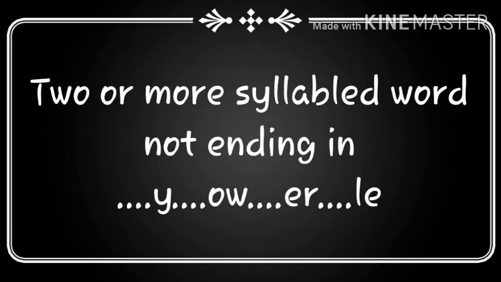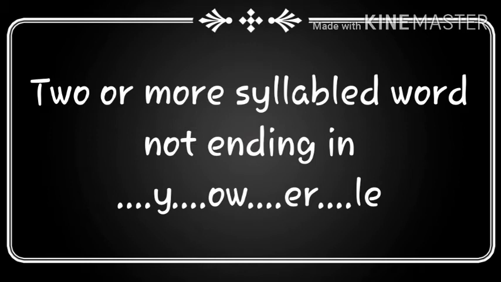Or they will be three or more syllables, but they do not end with these. In that case, comparative will be more and superlative will take most, like beautiful, that is a positive. It has more than two syllables and it doesn't end with Y, OW, ER, LE, etc. So we must use more beautiful and most beautiful. Similarly, credible, more credible, most credible. Three syllables are there in ancient, more ancient, most ancient.